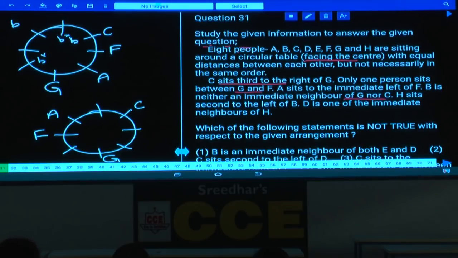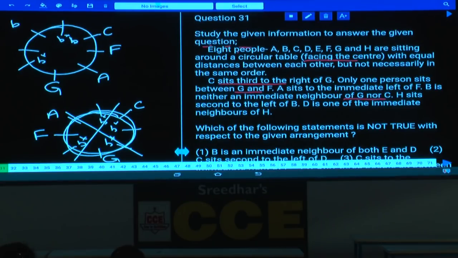And B is neither an immediate neighbor of G nor C. Now B cannot be in this place, B cannot be here and B cannot be here. Hence B cannot be in any one of these places, hence the second case is completely ruled out. Now we are left with only one case.